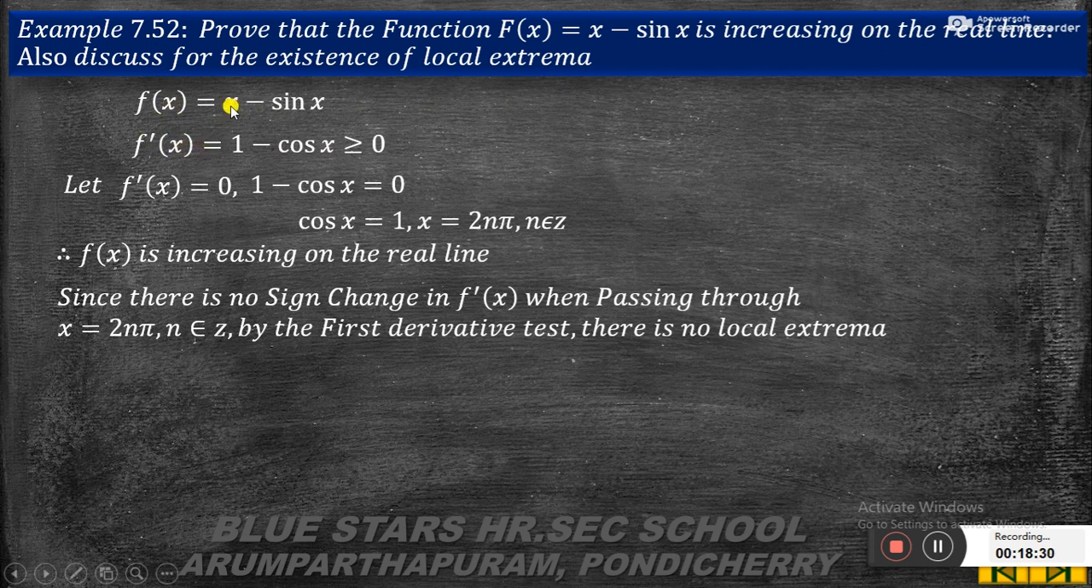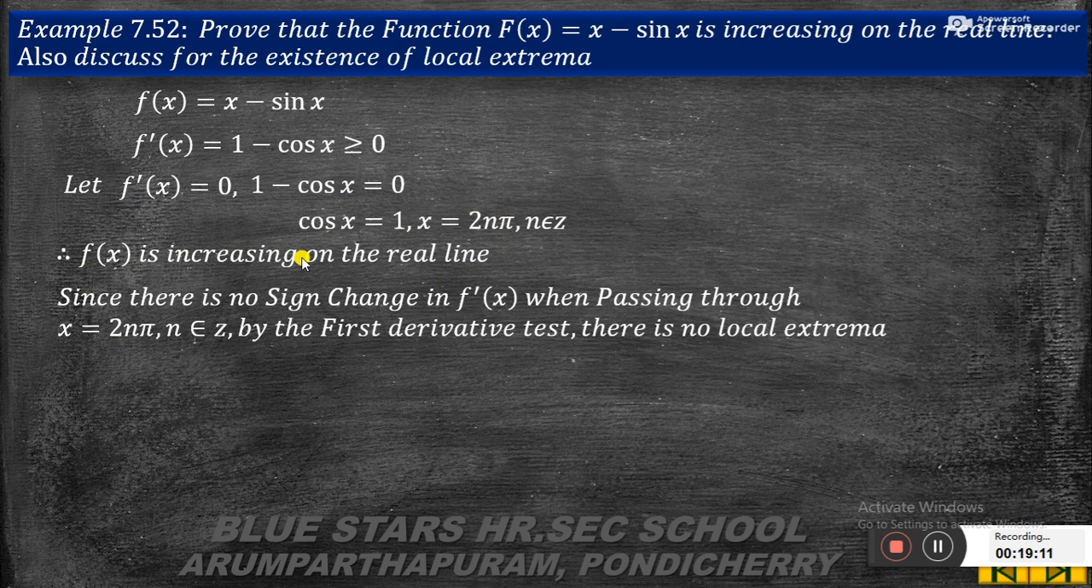So f dash of x equal to 1 minus cos x, since the derivative of x is 1 and the derivative of sin x is cos x. This is greater than or equal to 0. Now I take f dash of x equal to 0. So 1 minus cos x equal to 0 means cos x equal to 1. Cos x equal to 1 means cos x equal to cos 2n pi, since cos 2n pi is 1. Cos cancelled, so x equal to 2n pi.